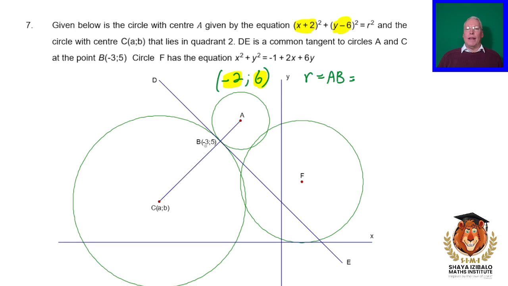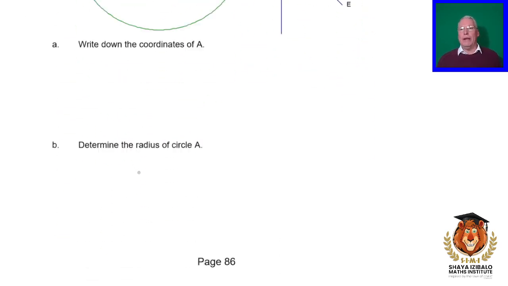The change in the x values from -3 to -2 is just 1, so we're just going to square 1. And the change in the y values is also 1, from 5 to 6, so we're going to square 1. And so the radius is the square root of 2. Okay, so that's part B.